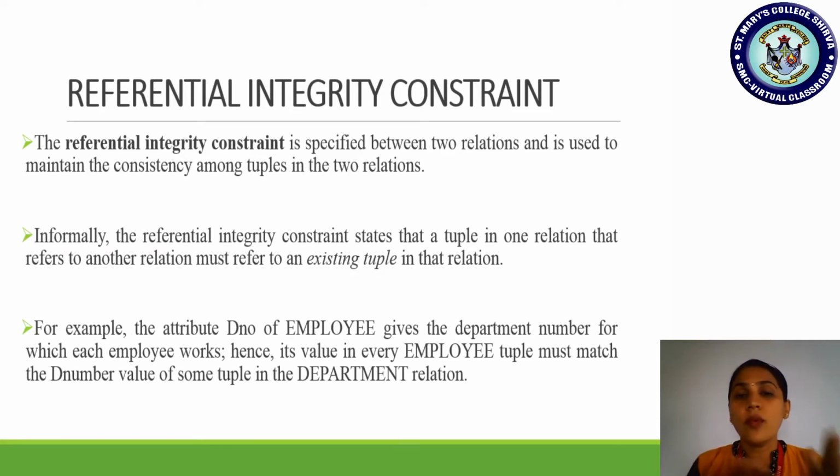When we say that the employee relation has a relationship with the department relation, that is, any two relations having a relationship, in such situations referential integrity constraints are used. Let us understand with some examples. Informally, the referential integrity constraint states that a tuple in one relation that refers to another relation must refer to an existing tuple in that relation.